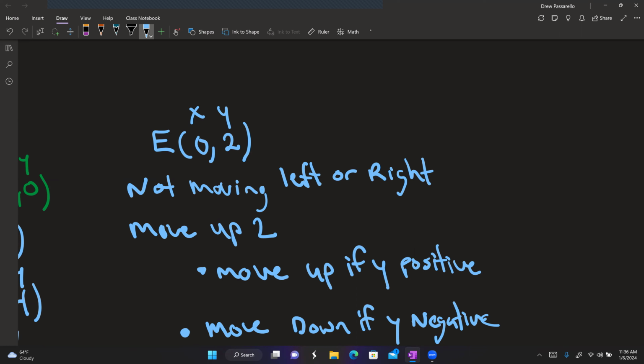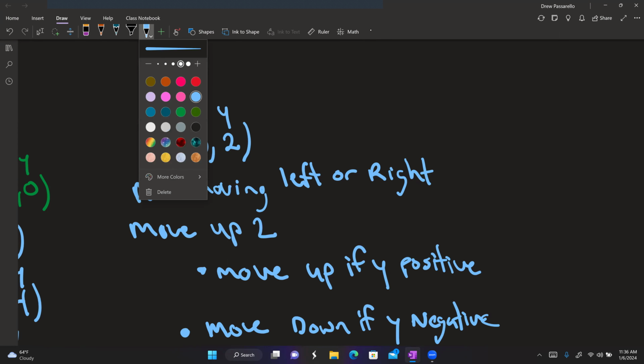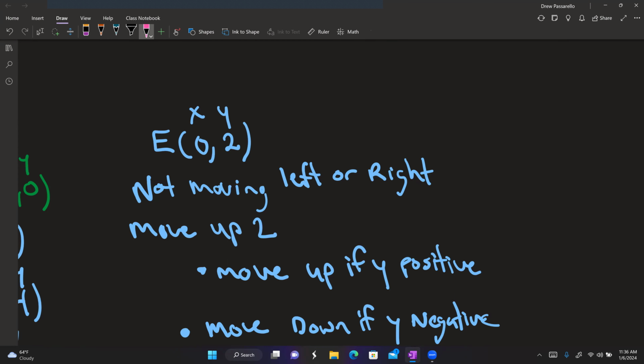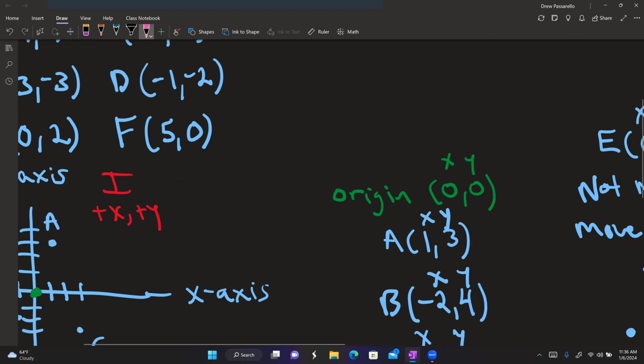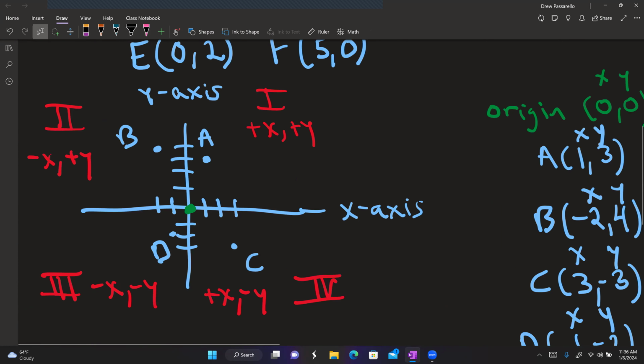And I'm putting move up 2. So let me write this in better. So that's supposed to be not, the word not moving. All right, so let's plot that point, and I'll put it in a different color from the others just because the other ones were actually in quadrants. This one, I'll just pick one, let's say pink. So I'm not going left or right any amount. I'm just going up 2 units. And where that puts me is at this second tick mark, and that's point E.